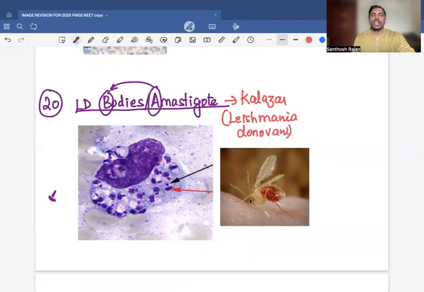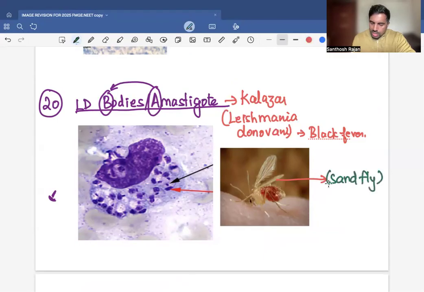This is a characteristic finding. The patient has what we call black fever. Black fever means the patient has typical pigmentation, with splenomegaly, hepatomegaly, hyperpigmentation, characteristic features. And which fly are we talking about here? It's a sandy one, so this is called a sand fly. Another important question: sand fly. They can just give the vector and ask which disease this is. Another name is phlebotomus. Very simple. So you can have this picture also. Amastigote means LD bodies.